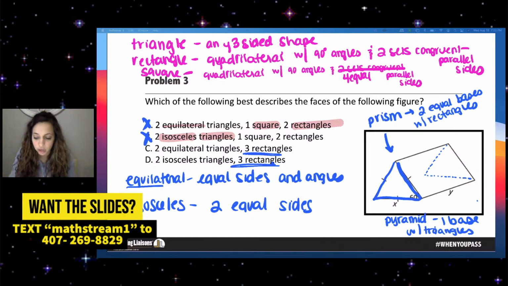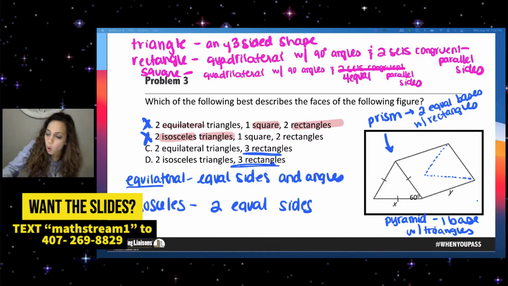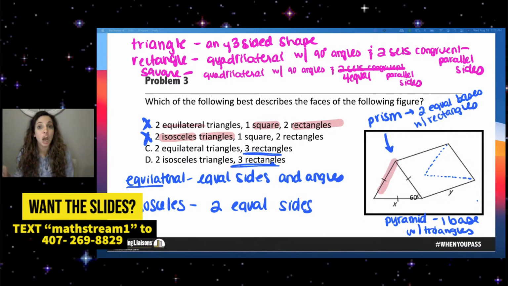2 equilateral triangles or 2 isosceles triangles? I'm going to challenge you guys who are watching. What kind of triangles are we looking at and why? What kind of triangle is this and how do I know? I'm going to give you a minute to think about that. What kind of triangle is that and how do I know that that's that kind of triangle?